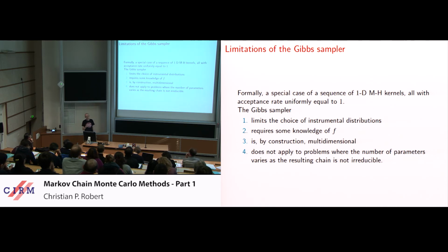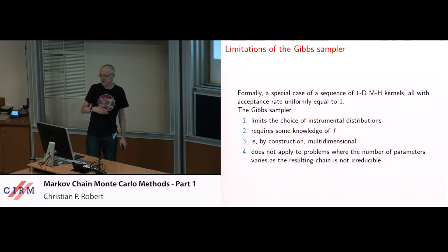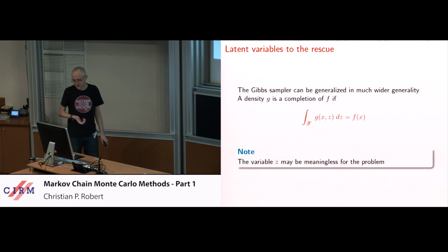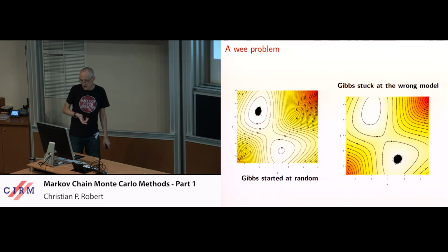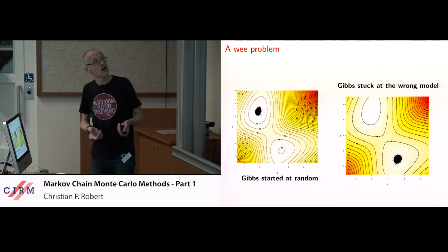And then it's very hard to extend Gibbs to problems where the dimension varies, because if the dimension is one of the parameters, as soon as you condition on that dimension, you are stuck in this space. You cannot change the dimension. So there is no version of that. Let me skip that. Oh yeah, just an example where it may get stuck because of the structure of the space.